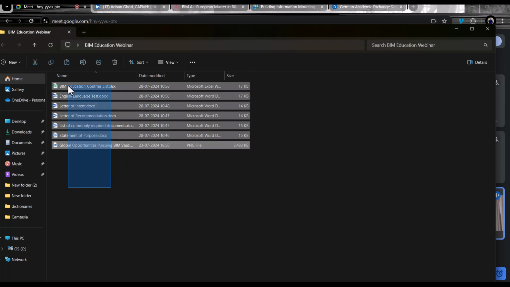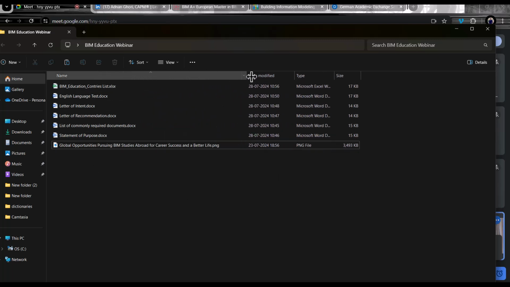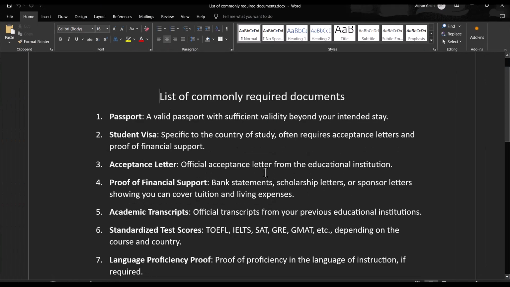So here is the list of a few documents which I have prepared for today's session. One by one I will open all these documents. I'll show you what exactly it means and how you can understand the opportunities in different other countries. So we'll start with the list of commonly required documents.